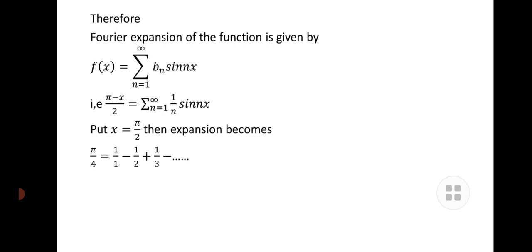Put x is equal to pi divided by 2, then the expansion becomes pi divided by 4 is equal to 1 divided by 1 minus 1 divided by 2 plus 1 divided by 3 minus and so on.